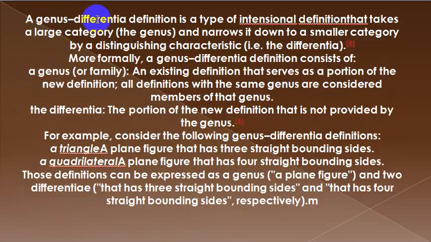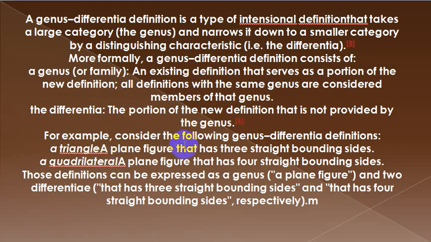A genus-differentia definition is a type of intensional definition. It takes a large category, the genus, and then narrows it down to a smaller category by distinguishing characteristics. The definition, more formally a genus-differentia definition, consists of a genus or family, an existing definition that serves as the portion of a new definition. All definitions with the same genus are considered members of that genus. The differentia is the portion of the new definition that is not provided by the genus.